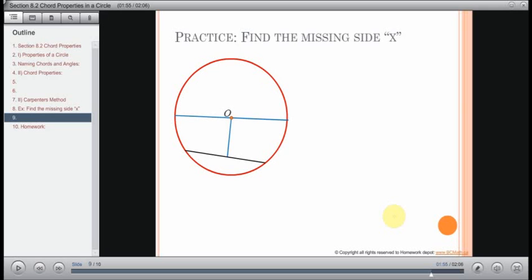Okay, one more. Find the missing side x. Let's fill in what we know. That's 8. That's x. That's 10. So from that, trying to figure out what this x is, this looks a little trickier. Again, there's a line coming from the center of the circle, bisecting this chord. Bisecting means this line and that line are equal. If that's all 10, and this is cut into 2 equal parts, then that must be 5, and that's 5.